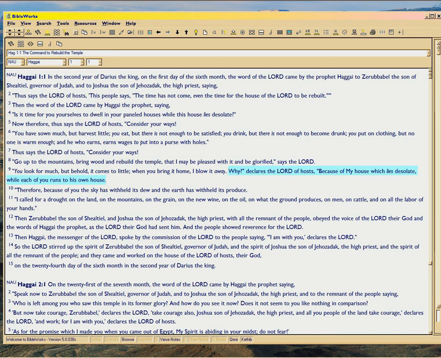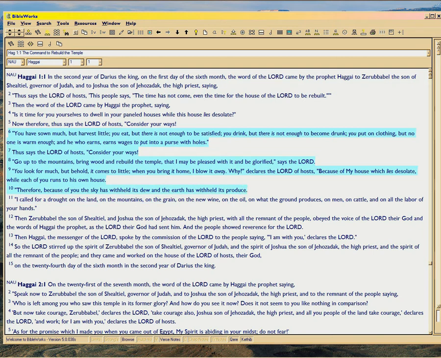Why? Because my house, the house of his thinking inside your thinking, is desolate. And each one of you is running to your own house of your own thinking, your own busybodiness with your own paneled house. You're building a house of your own thinking, of your own ideas of what God wants, and you're slapping God's name on it. But he's not pleased.